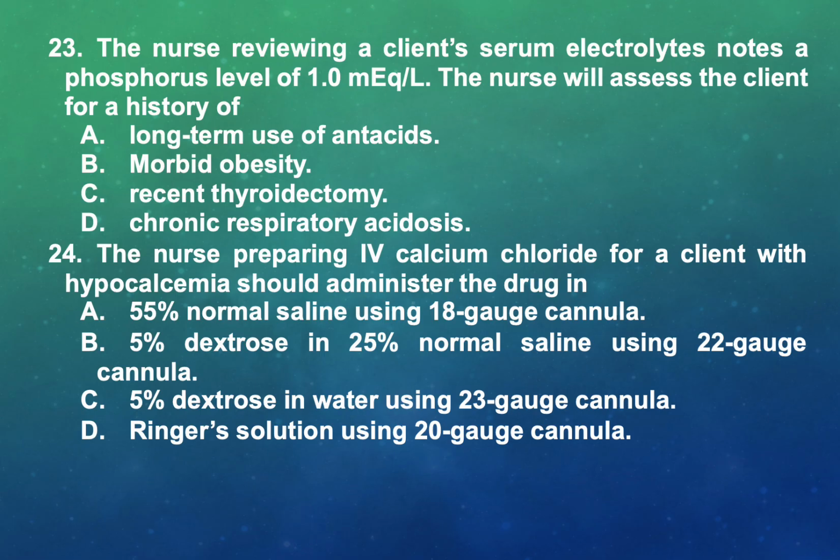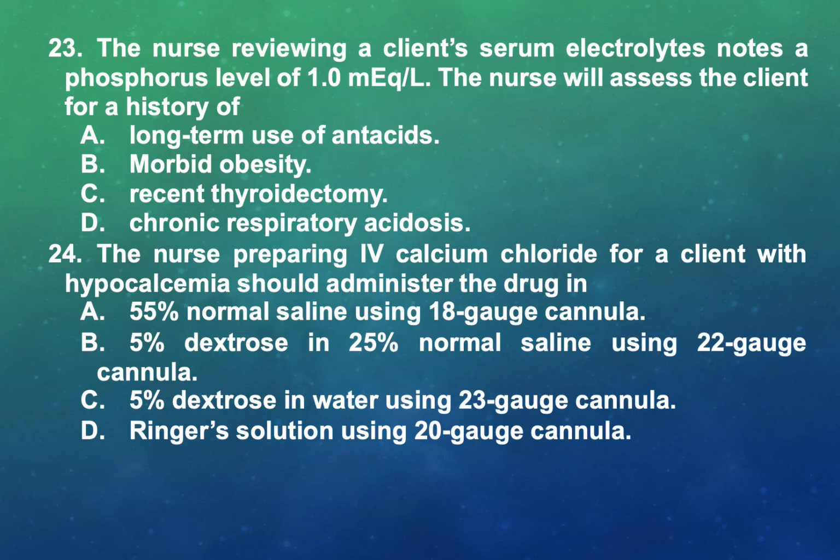22. The nurse reviews a client's serum electrolyte notes: a phosphorus of 1.0 milliequivalent per liter. The nurse will assess the client for a history of 23, answer alpha. Long-term use of antacids. Of course, the normal serum phosphorus level is 2.5 to 4.5. A level of 1 indicates severe hypophosphatemia.